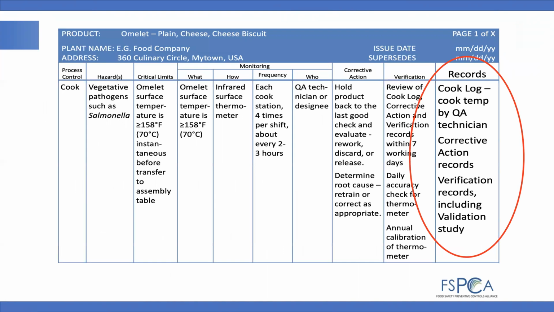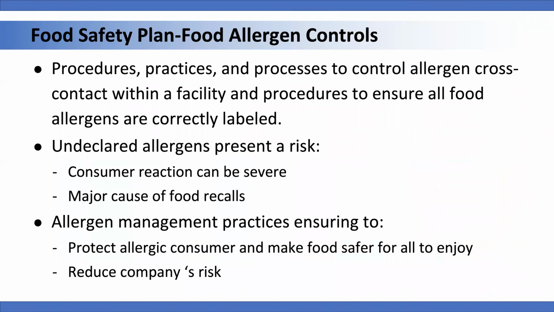As you can see, cook log, corrective action, and verification need to be recorded. Food allergen control is one of the preventive controls. It includes any means to control allergen cross-contact within a facility, and to make sure all food allergens are correctly labeled. Again, the 8 major food allergens are milk, egg, peanut, tree nut, fish, crustacean shellfish, wheat, and soy.